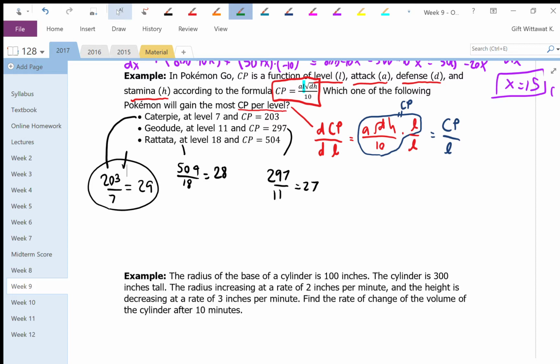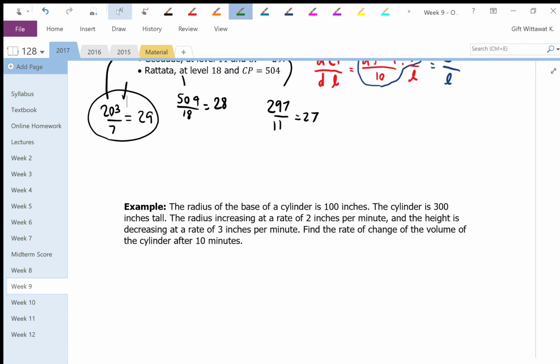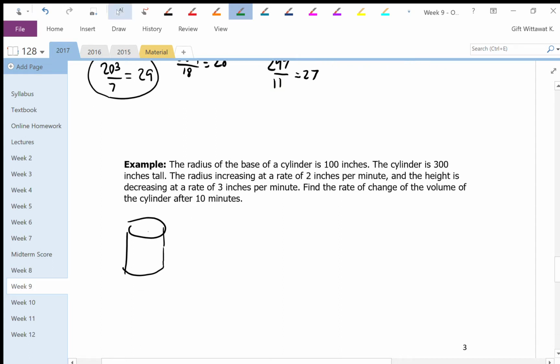So let's say I have a cylinder. The radius at the base of the cylinder is 100 inches and this cylinder is 300 inches tall.